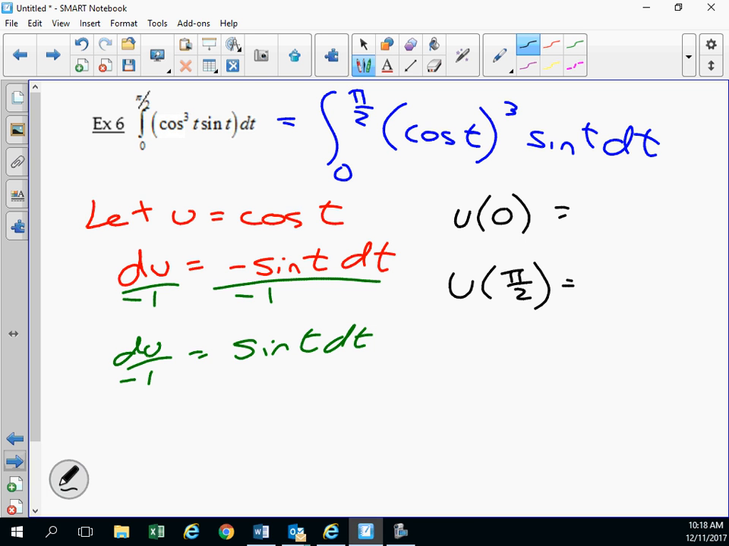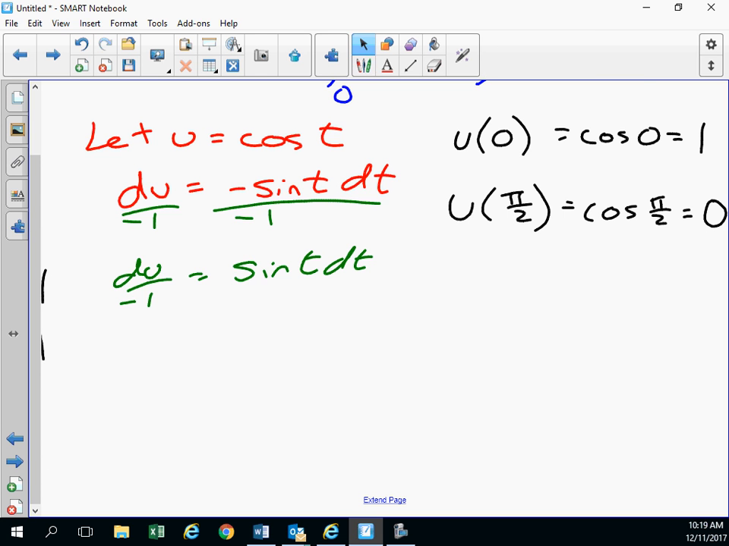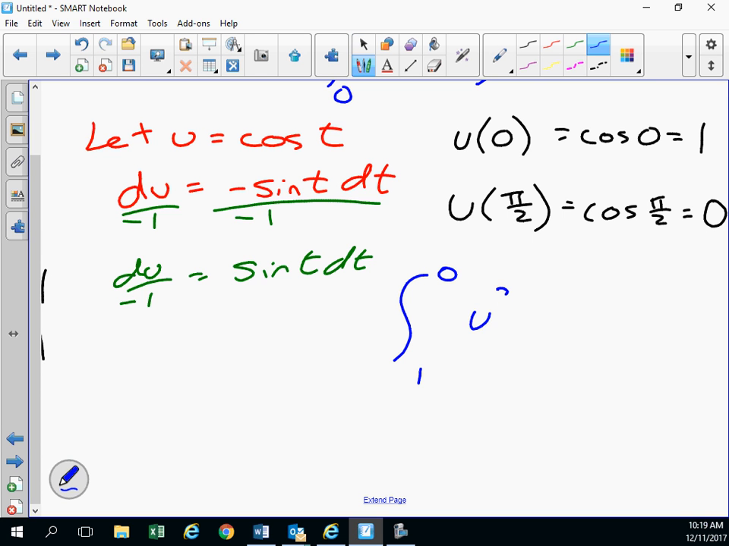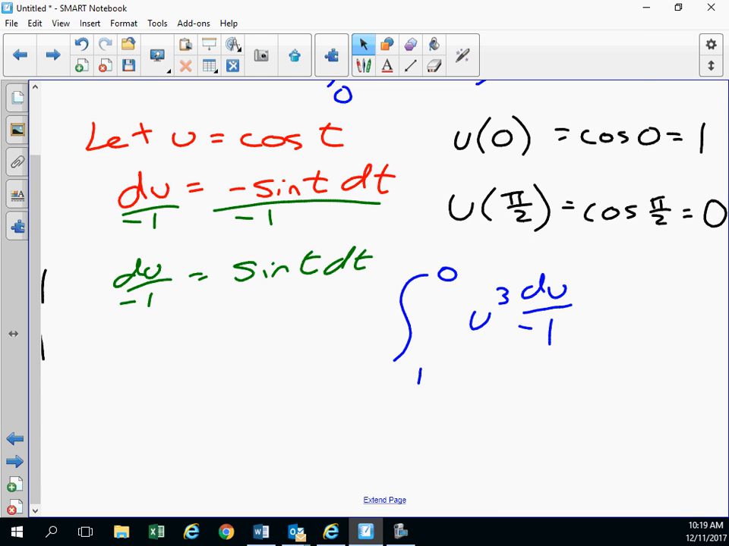u of 0 is the cosine of 0, which is 1. u of pi over 2 is the cosine of pi over 2, which is 0. Now I can write my integration. I have the integration from 1 to 0 of u cubed du over -1. So we're okay so far over there. Yes.